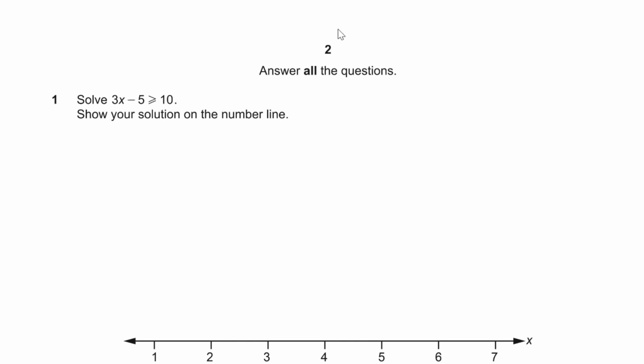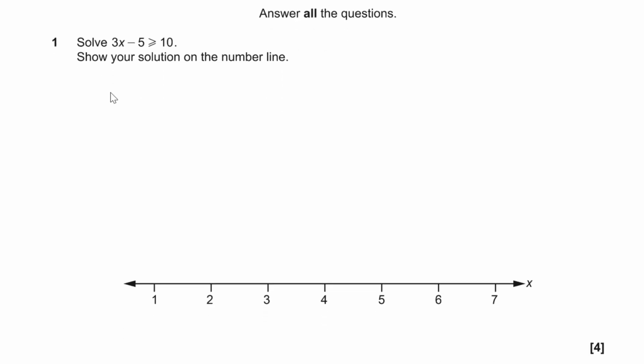Question number 1. We have to solve 3x minus 5 being greater or equal to 10, showing our solution on a number line. If we add 5 to both sides, on the left hand side we'd have 3x, and this is greater or equal to 10 plus 5, which is 15. And therefore 3x is greater or equal to 15, and dividing both sides by 3, we have x is greater or equal to 5.